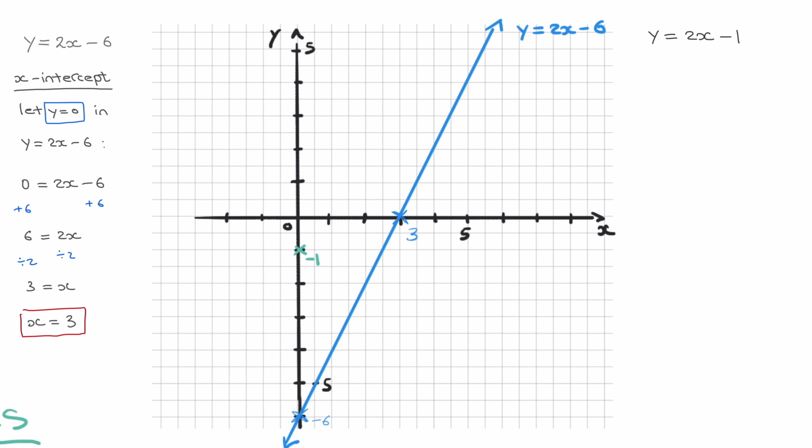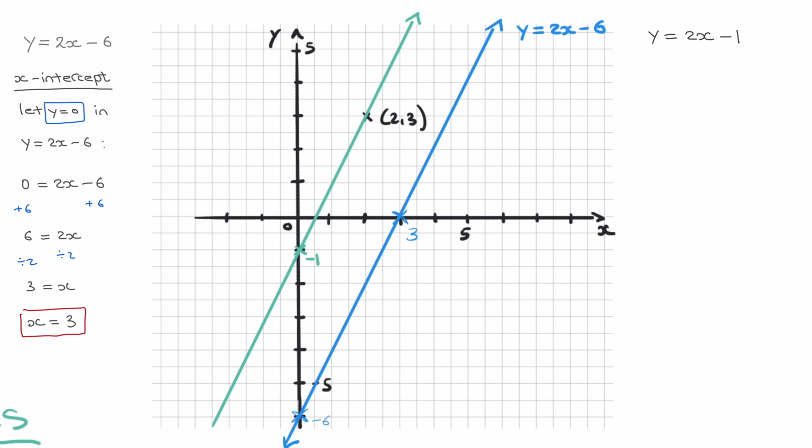Remember, we found the line parallel to this blue line, which passes through the point with coordinates 2, 3. So we know that the line we're about to draw has to pass through the point with coordinates 2, 3, so that's 2 across and 3 upwards. So that's this point right here, with coordinates 2, 3. And now that we have those 2 points, all we need to do is draw the line passing through them both. So something looking like this.